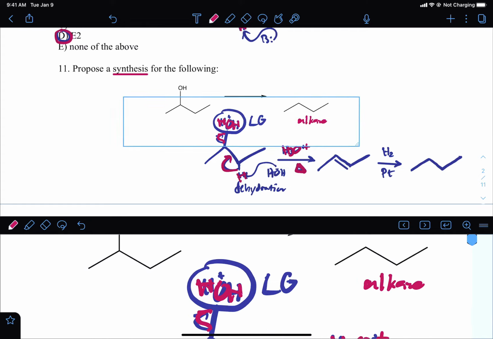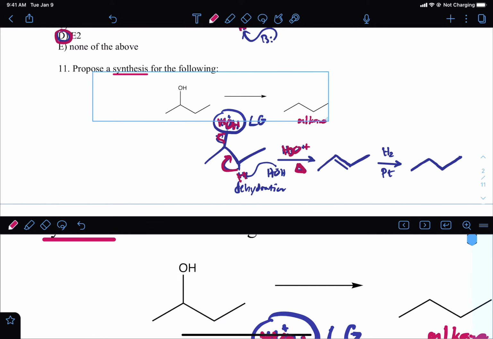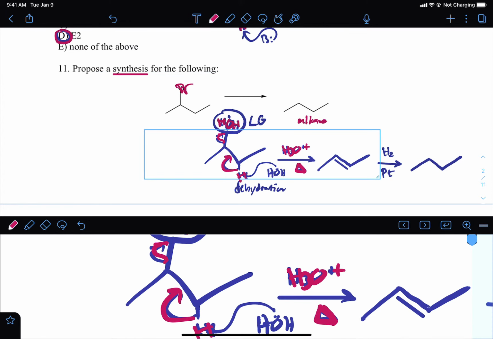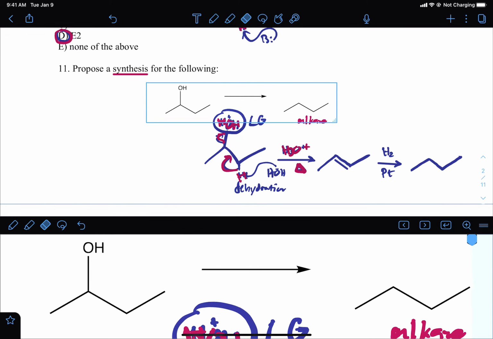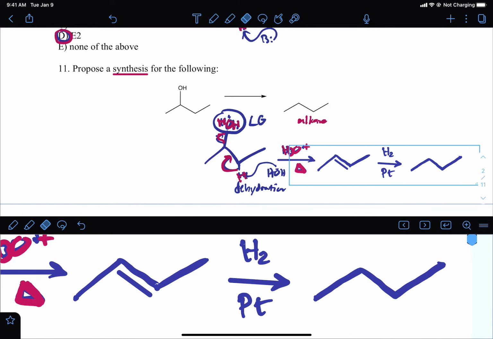By the way, this OH doesn't have to be an OH. If it was a Br, we could kind of do the same thing. We wouldn't do a dehydration. We would do a regular elimination, a dehydrohalogenation. Eliminate the Br, make it into a double bond, right? And then hydrogenate the double bond. So the starting material is just providing us with some functionality. We're going to use that functionality to convert into something that will eventually get us to an alkane.